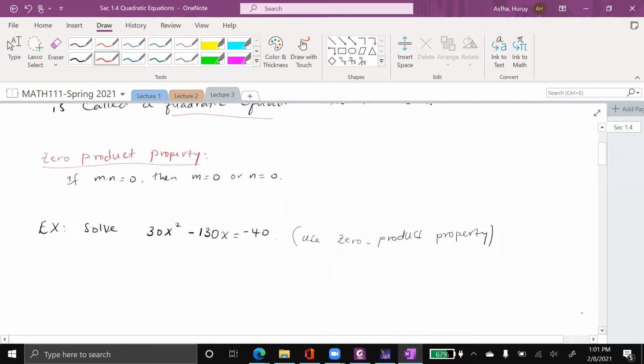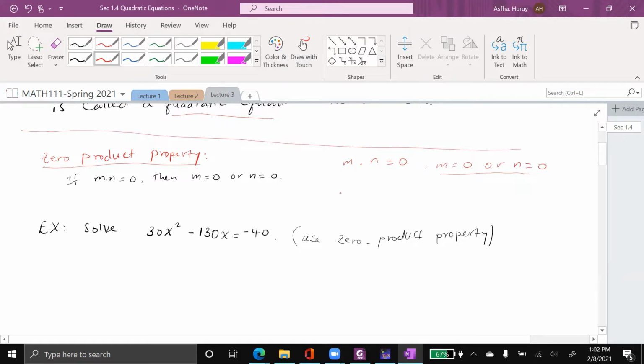Before we look at an example of how to solve a quadratic equation, let's look at this property. This is just a property of two real numbers. Suppose you have two real numbers, m and n. If you multiply these two numbers, and if the product of these two numbers is 0, then we know that either m is 0 or n is 0. One of them or both of them. If both of them are 0, the product is still 0.